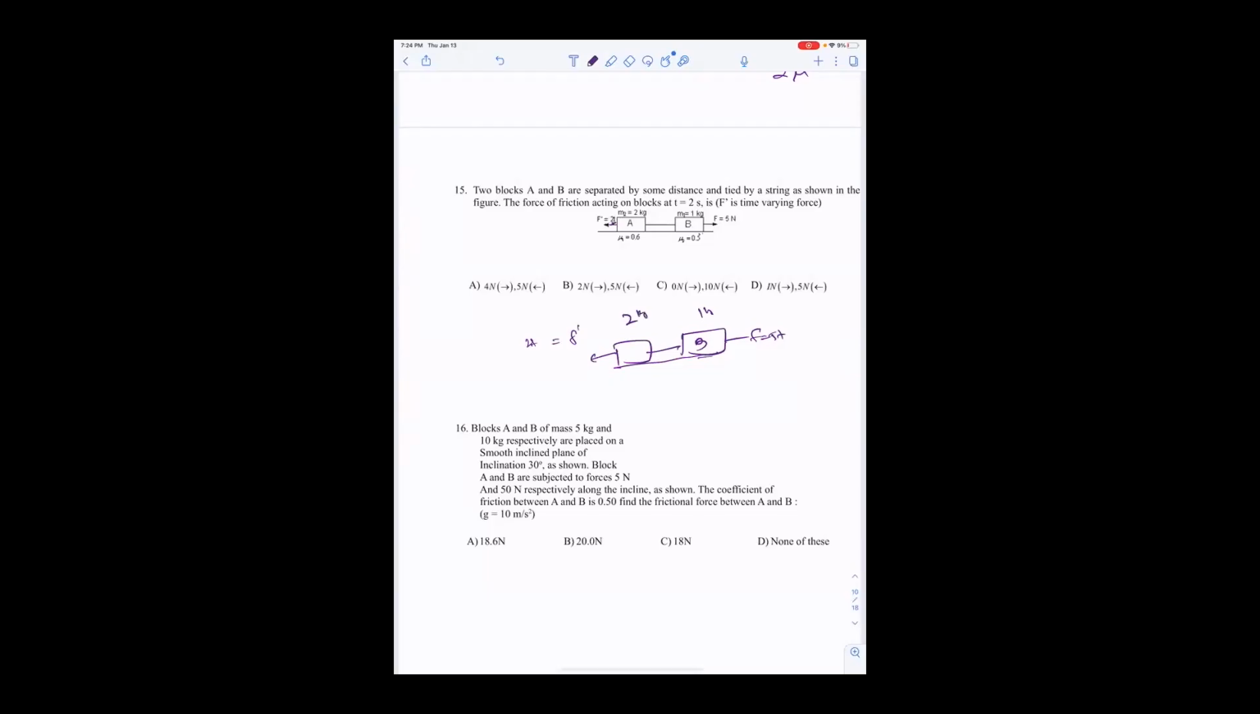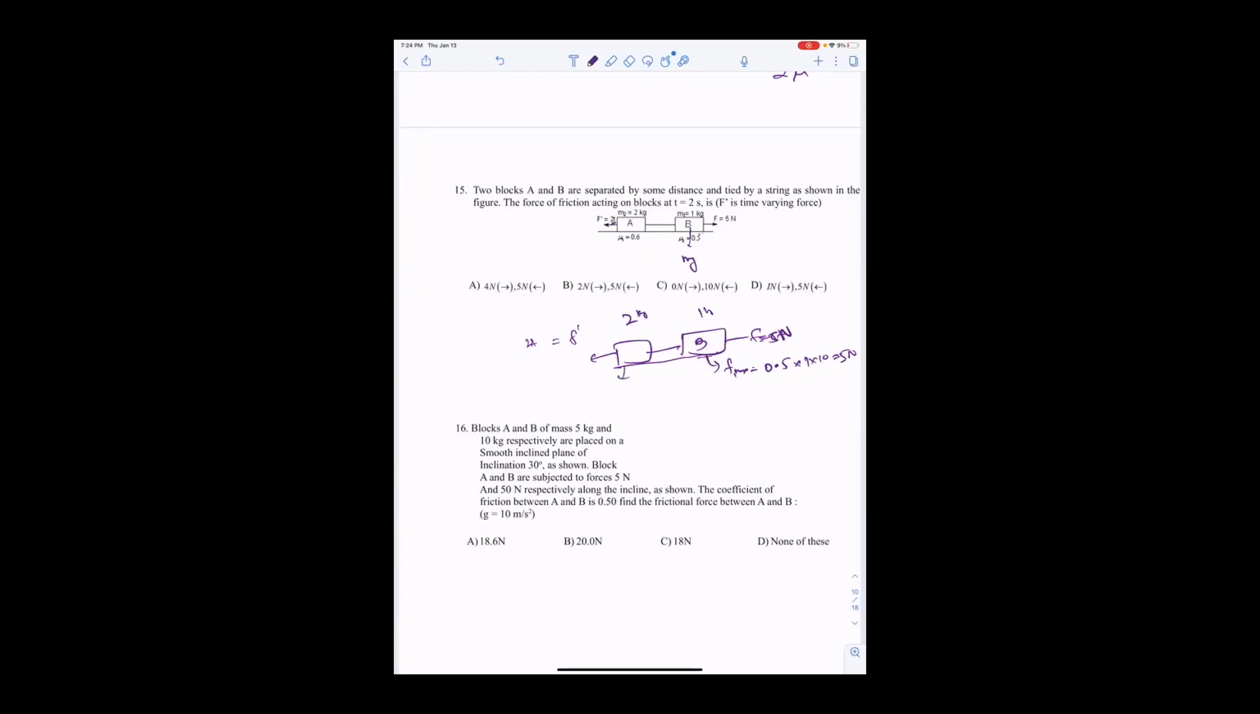This is 1 kg, this is 2 kg. Initially, this is 5 Newton, right? What is the F maximum here? F maximum is mu times N, 0.5 times N. What is the normal force here, guys? mg. mg is how much? Mass is 1, g is 10. 5 Newtons. F1 max, the maximum friction force here for B block, is 5 Newton.